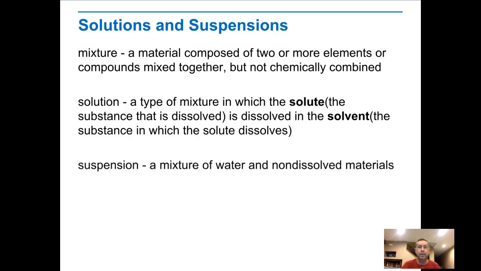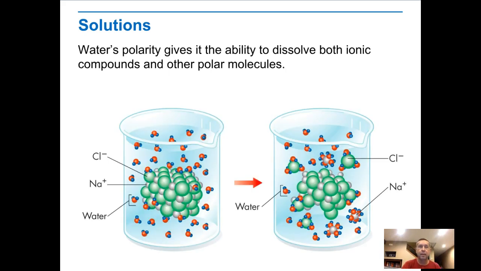A suspension is a mixture of water and non-dissolved materials. If you shake up something in a suspension, eventually some of the particles will settle down and they'll separate out. So water's polarity gives it the ability to dissolve both ionic compounds and other polar molecules. So it's a really good solvent. Lots of things can dissolve in water, and that's important because it allows water to be a good transport medium, carrying a lot of things through the bodies of living things.